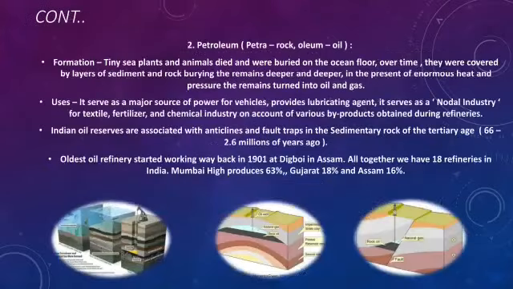Number 2, petroleum. Petra means rock, oleum means oil, which literally means rock oil. Formation: tiny sea plants and animals died and were buried on the ocean floor. Over time, they were covered by layers of sediment and rock, burying the remains deeper and deeper. In the presence of enormous heat and pressure, the remains turned into oil and gas.